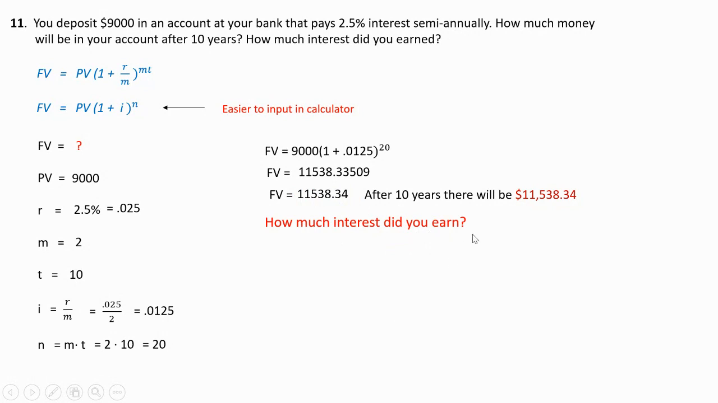How much interest did you earn? So again, we use a formula. The interest earned, which is INT, equals future value minus present value. So this is my future value, and this is my present value, the 9,000. So that's my answer, guys: $2,538.34.